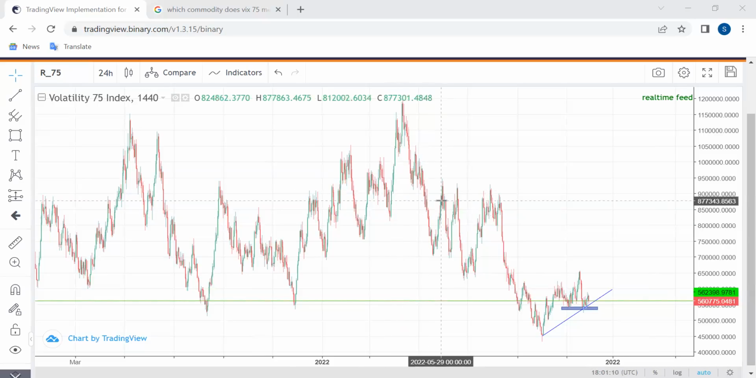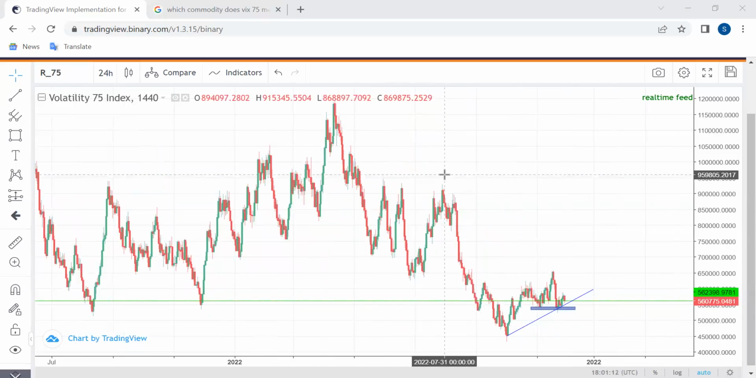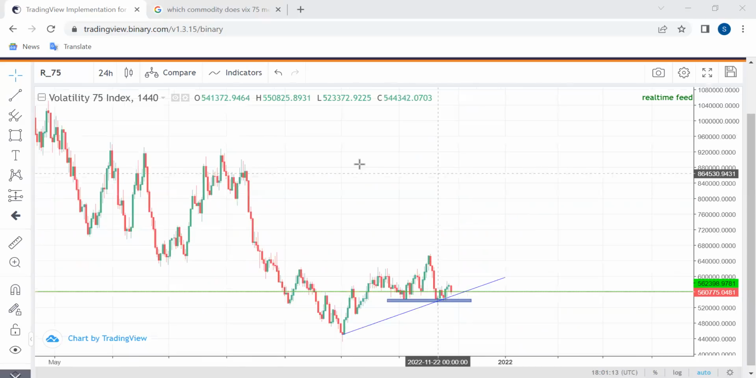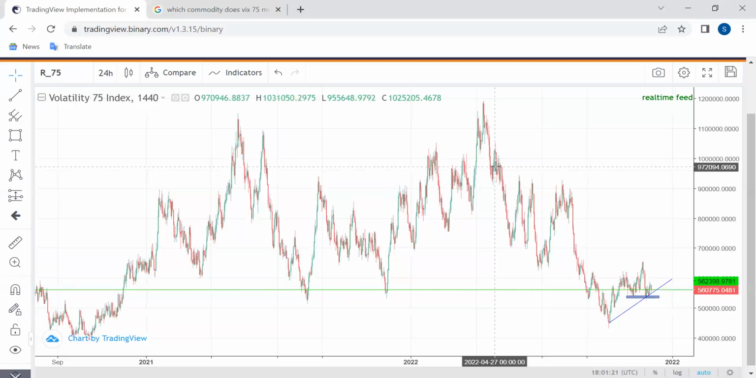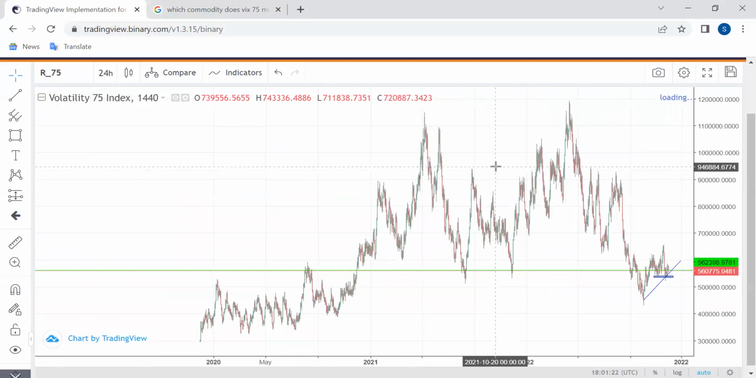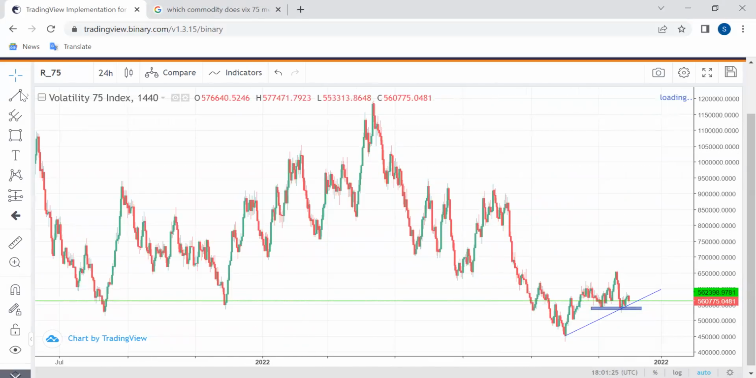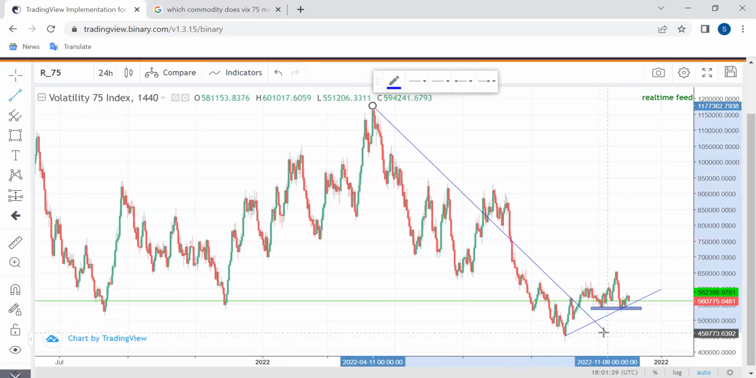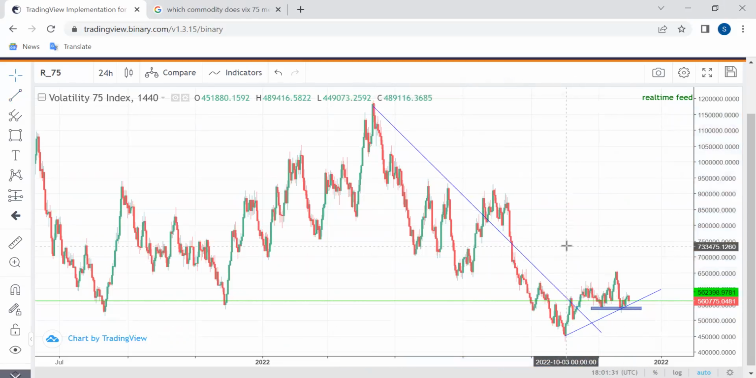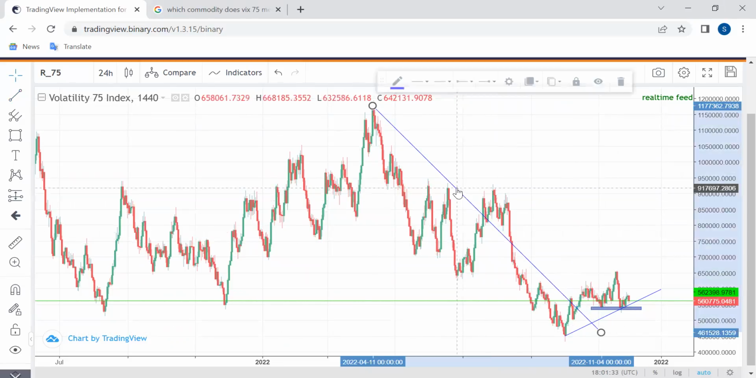So looking at volatility 75, let me just zoom in a little bit. So this is how the chart looks. As you can see, it has been on a downtrend. Let me just zoom out quick. It has been on a downtrend. Let me just show you. From here all the way here. This shows that it has been on a downtrend.